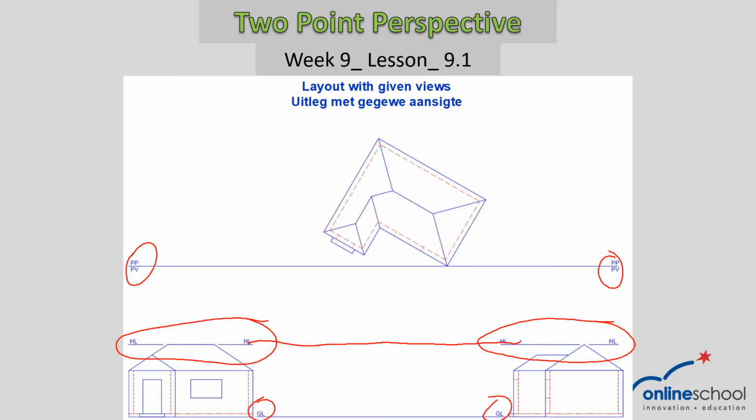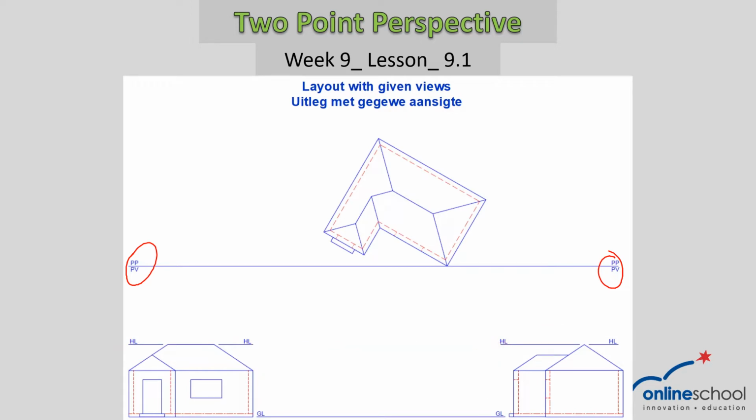And remember, from the ground line is where you will draw your perspective towards the vanishing point on the horizontal line, and you will have two vanishing points. That is the left vanishing point and the right vanishing point. So please take note of those few things.